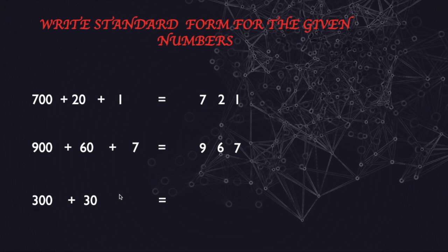In ones place we don't have any. So we are writing it as 330. Here 0 represents the ones place, which is 0 ones.